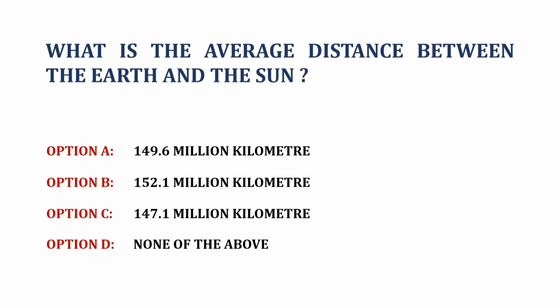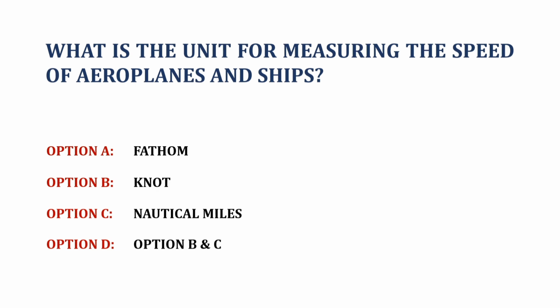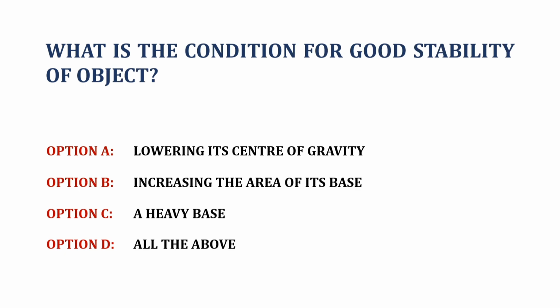What is the average distance between the earth and the sun? Option A, 149.6 million kilometer. What is the unit for measuring the speed of aeroplanes and ships? Option B, knot. What is the condition for good stability of object? Option D, all the above.